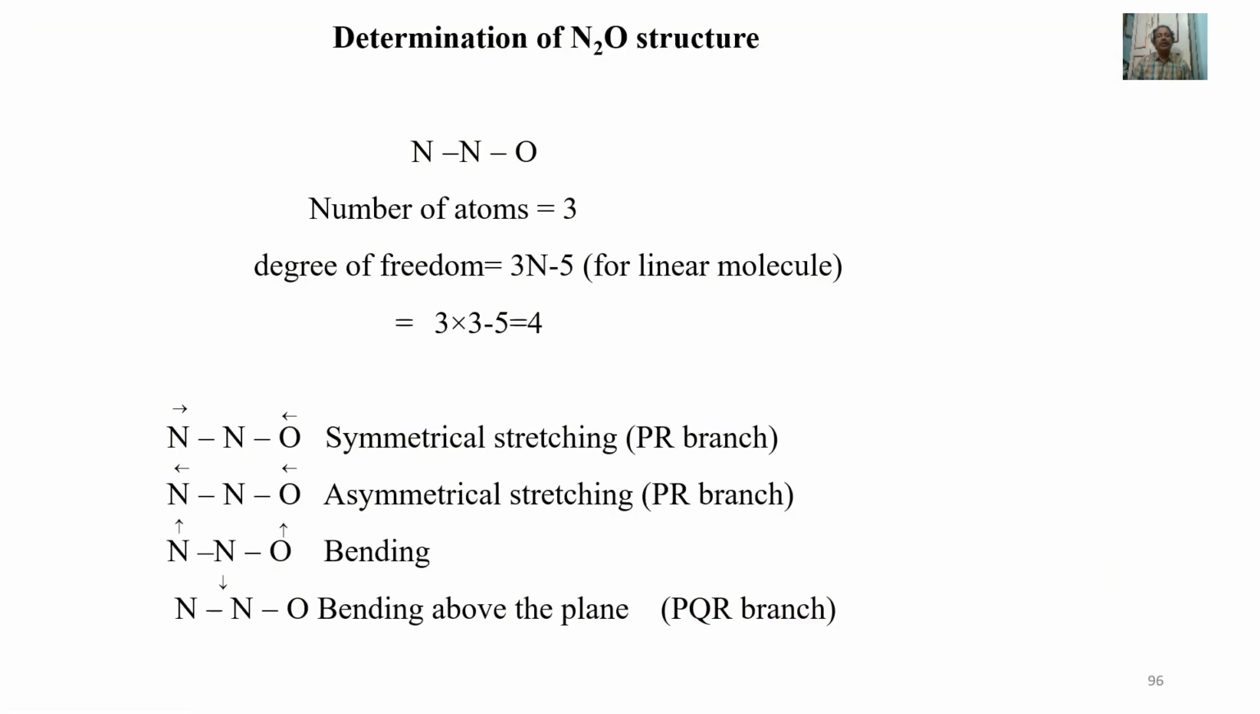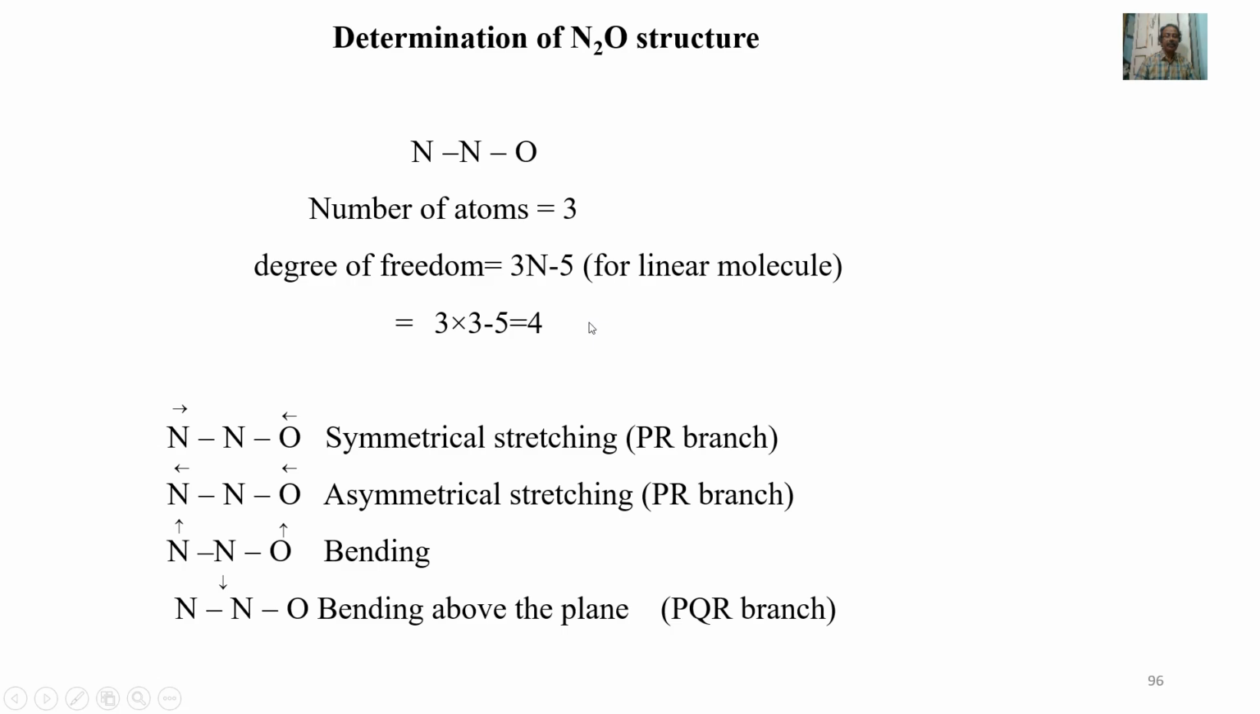Now, determination of structure of N2O molecule. The structure is N, N and O. See, you have a single bond with N and O. So, number of atoms will be 3. So, degree of freedom is 3n minus 5, as it is a linear molecule. So, we have 3 3s are 9, 9 minus 5 is nothing but 4. So, we have 4 modes.